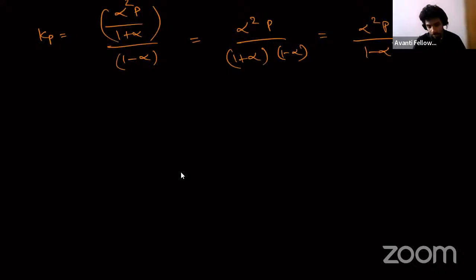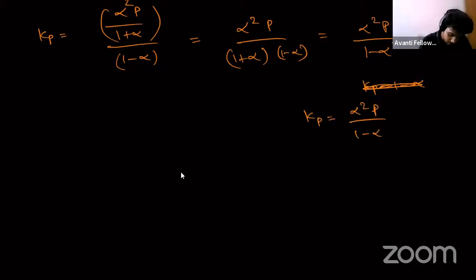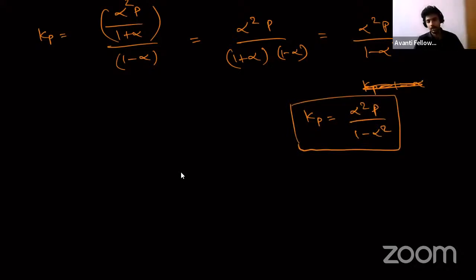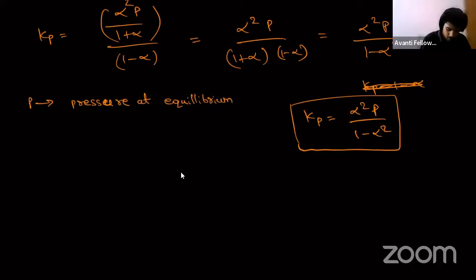Just multiply 1 into 1, 1 into alpha, everything, right? A minus b into a plus b, that one you need to do. If you do this completely, we'll get Kp value is equal to alpha square P by 1 minus alpha square. By using the dissociation constant, what is the total pressure of the reaction? What is P? P is nothing but pressure at equilibrium. That is the P value.